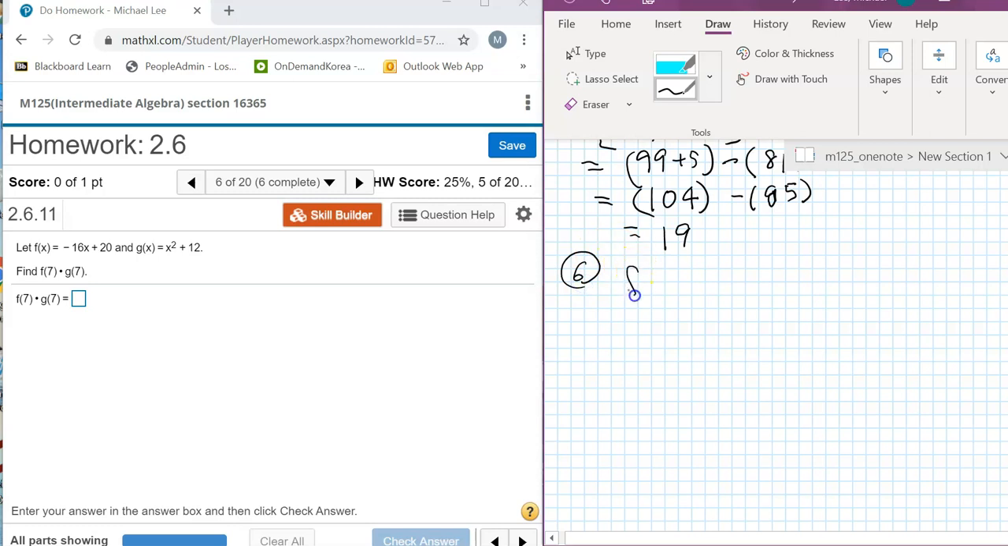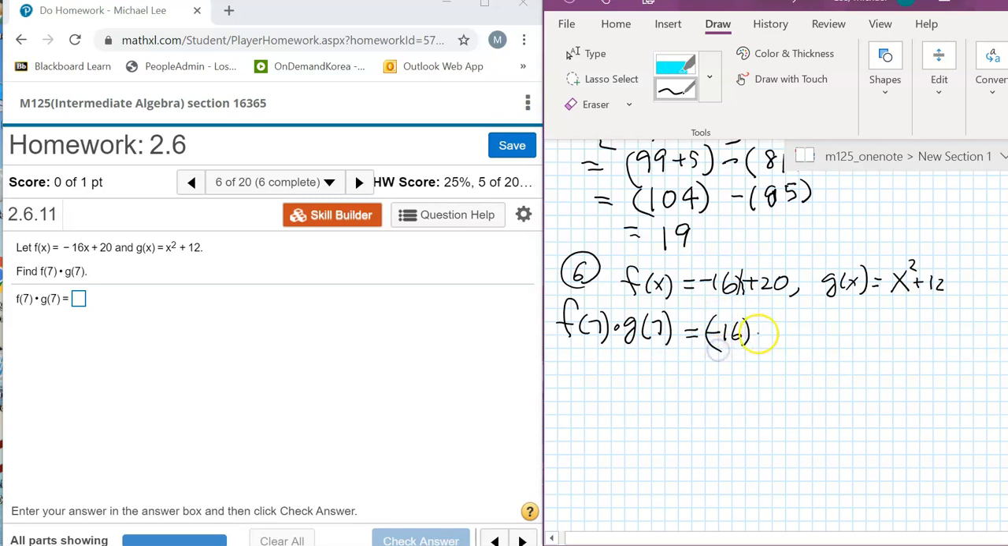They say f of x is negative 16x plus 20, and g of x is x squared plus 12. So what is f of 7 times g of 7? This is times. Oh, there's an x missing there. Okay. So negative 16 times 7 plus 20, that's the first part, times g of 7. So it is 7 squared plus 12.